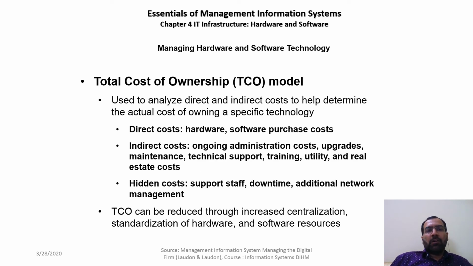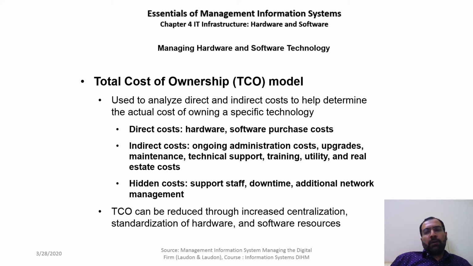Total cost of ownership is a model used to analyze direct and indirect cost to help determine the actual cost of owning a specific technology. That is one of the models which we normally use, called the total cost of ownership model, TCO, which includes the direct cost. Number one, direct cost means the cost involved in purchasing the hardware and the software as well. So that is called the direct cost.